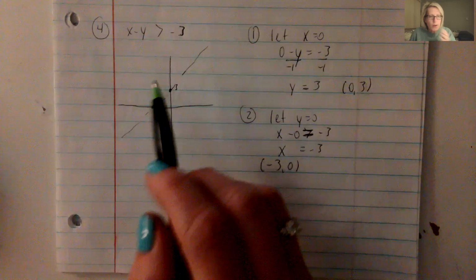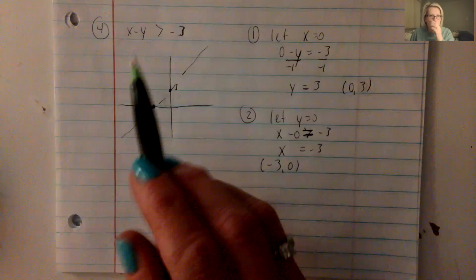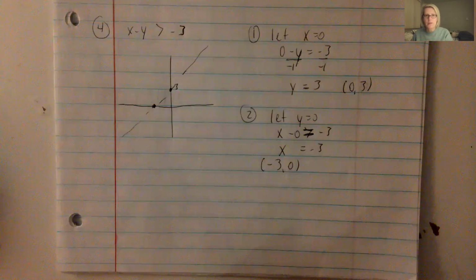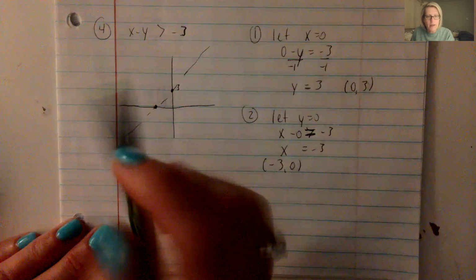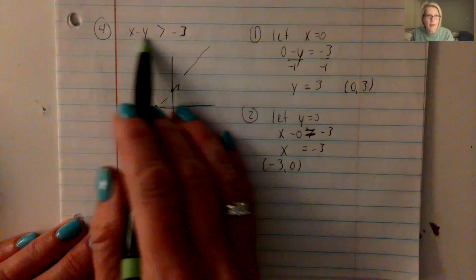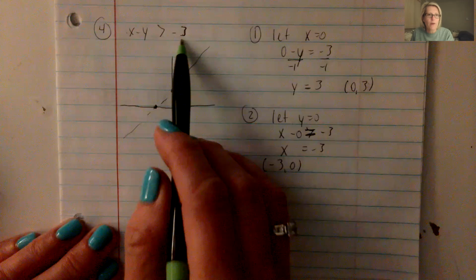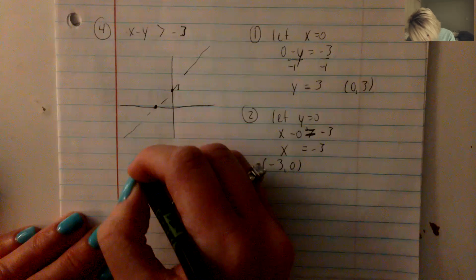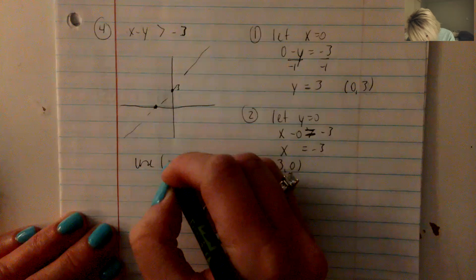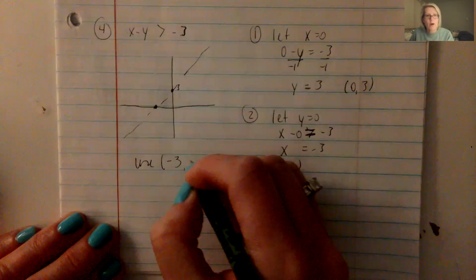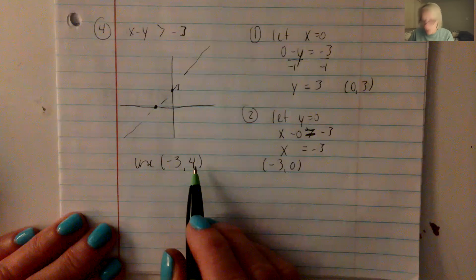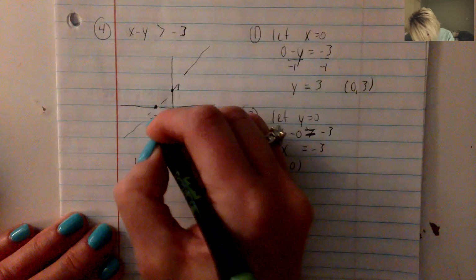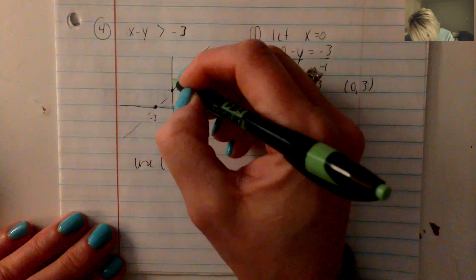If we were to put in points, where would it be bigger than -3? I'm going to try to help you come up with different ways to test this. On this one, let's just pick an x and a y and see if it gives me a true statement or a false statement, and I'll know where to shade. Let's use -3 and 4, so x is -3 and y is 4. We go over 3 and up to 4, so that would be right here.